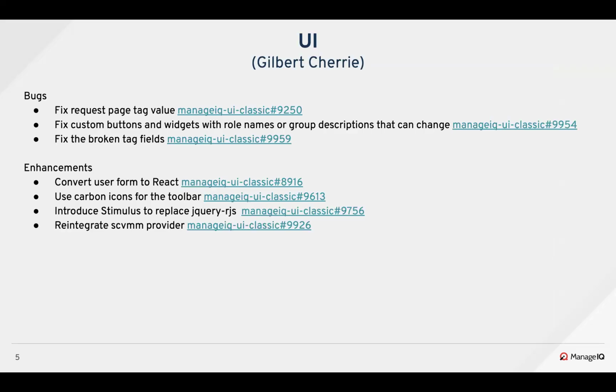Thanks, Jason. So for the UI, some bug fixes we had. I fixed a bug with the request page for tag values. Joe fixed the custom buttons and widgets with role names or group descriptions that can change. And I fixed the broken tag fields as a follow-up to a PR Osavad had done earlier.